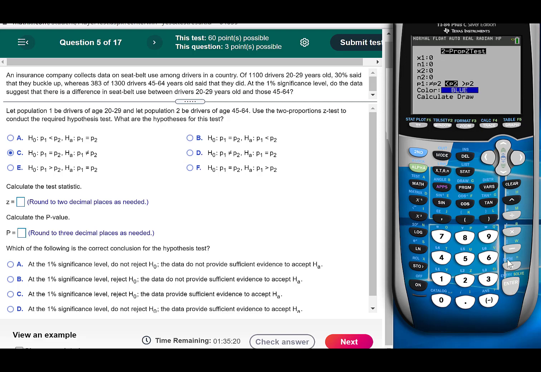That's for 11.1. Okay, X1. X1 is the number of successes from the first sample. He didn't give us X1. He said 30%, but 30% of what? Of 1100. So you guys, you just put 0.30 times 1100. N1 is 1100.